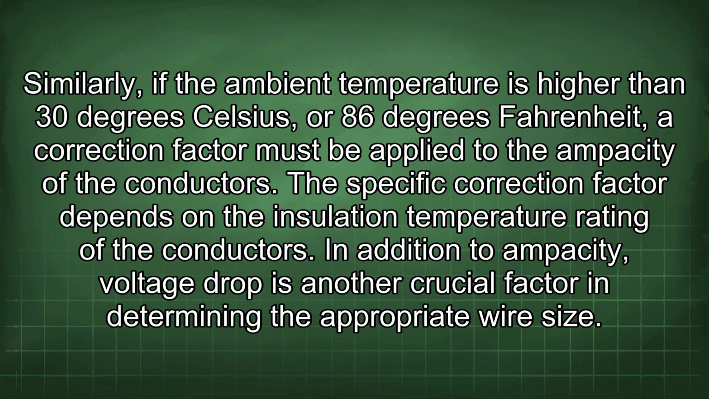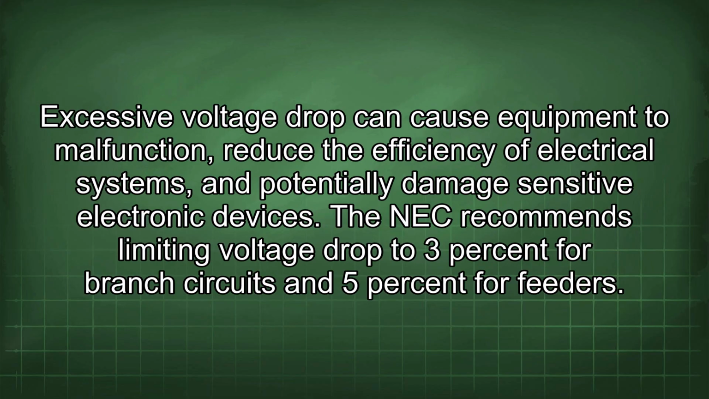Similarly, if the ambient temperature is higher than 30 degrees Celsius or 86 degrees Fahrenheit, a correction factor must be applied to the ampacity of the conductors. The specific correction factor depends on the insulation temperature rating of the conductors. In addition to ampacity, voltage drop is another crucial factor in determining the appropriate wire size. Excessive voltage drop can cause equipment to malfunction, reduce the efficiency of electrical systems, and potentially damage sensitive electronic devices. The NEC recommends limiting voltage drop to 3% for branch circuits and 5% for feeders.